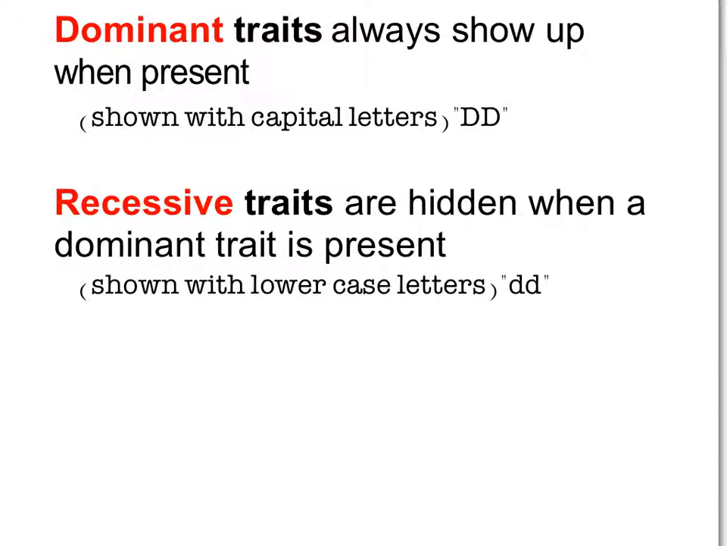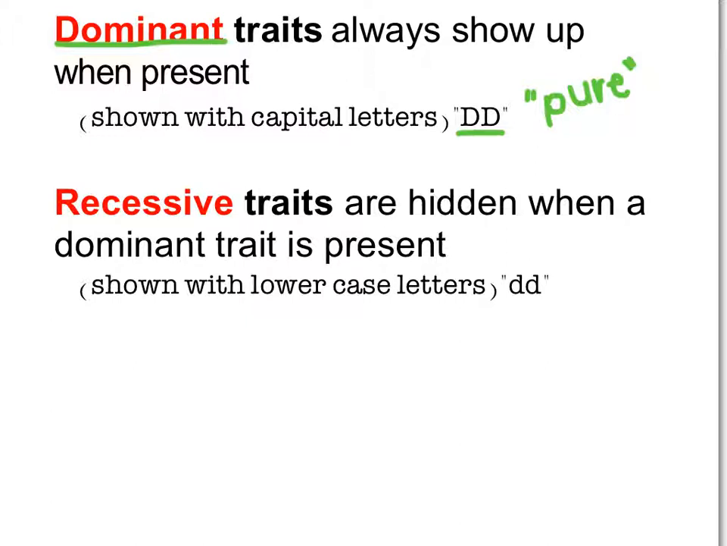Okay, the first one we're going to look at are dominant traits. Dominant traits always show up whenever they are present. They are always shown with capital letters. So in this case over here, we have an uppercase D, uppercase D. That represents a dominant trait. This is also an example of a pure trait. That simply means that both letters are the same shape. So in this case, they're both uppercase.